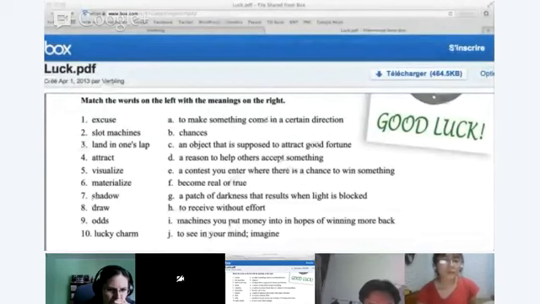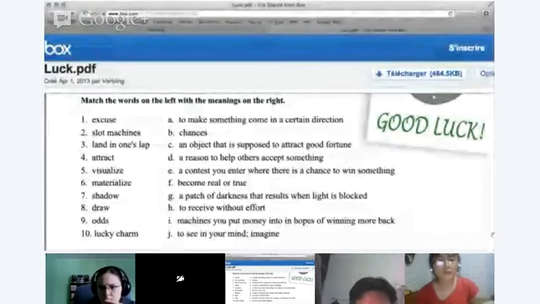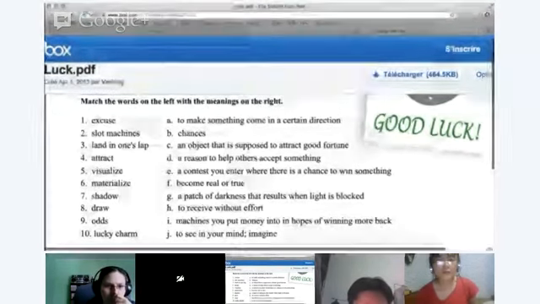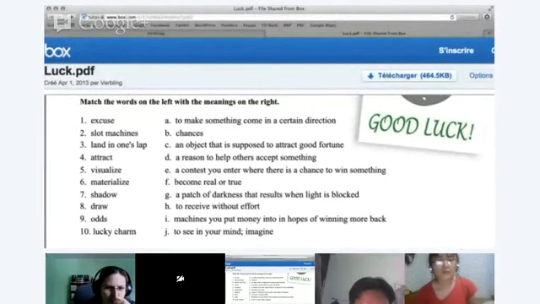We're just looking at the vocab now, but when we read the paragraph, we'll see the words used in sentences. So we're just doing the list right now. What is to land in one's lap? So if you win the lottery, money lands in your lap. What does that mean?